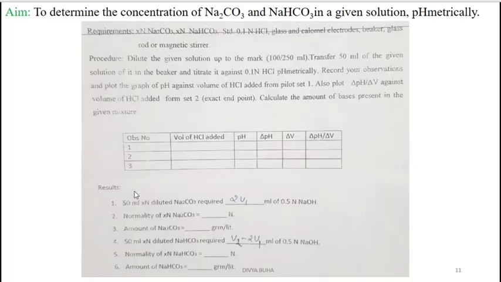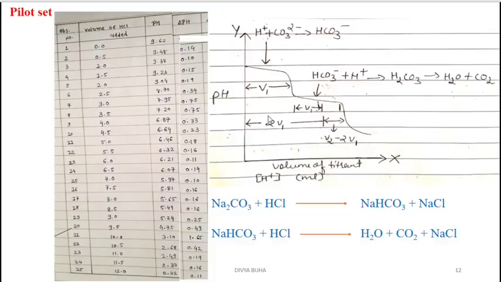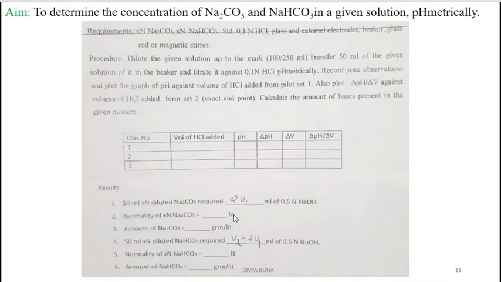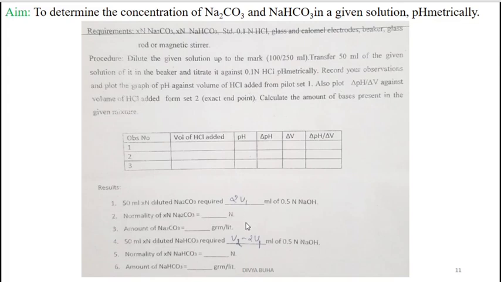So in the result section, you can see that 50 ml of x normal diluted Na2CO3 required 2V1 ml of 0.5 normal HCl. So over here you have to write down 5.8 ml. Then you have to find out the normality. For that, N1V1 equals N2V2 can be used. Okay, so the same method can be used, wherein you will be taking 2V1, okay, and you have to do the calculation. And the amount of Na2CO3 in gram per liter, you also have to determine. For that, you require the equivalent weight of Na2CO3 and you can determine it in gram per liter.